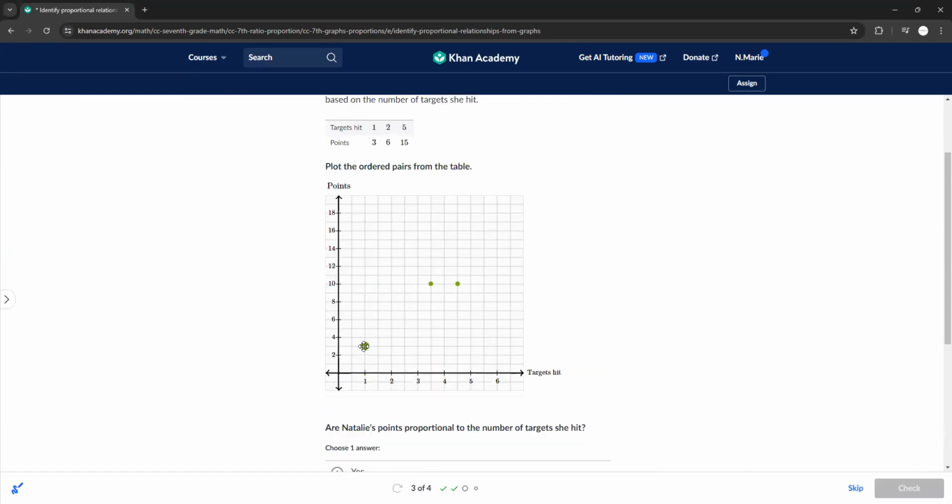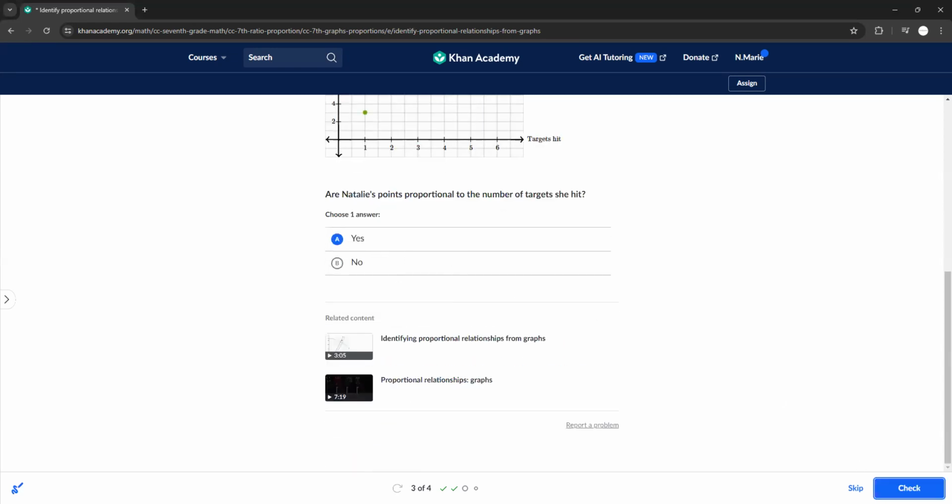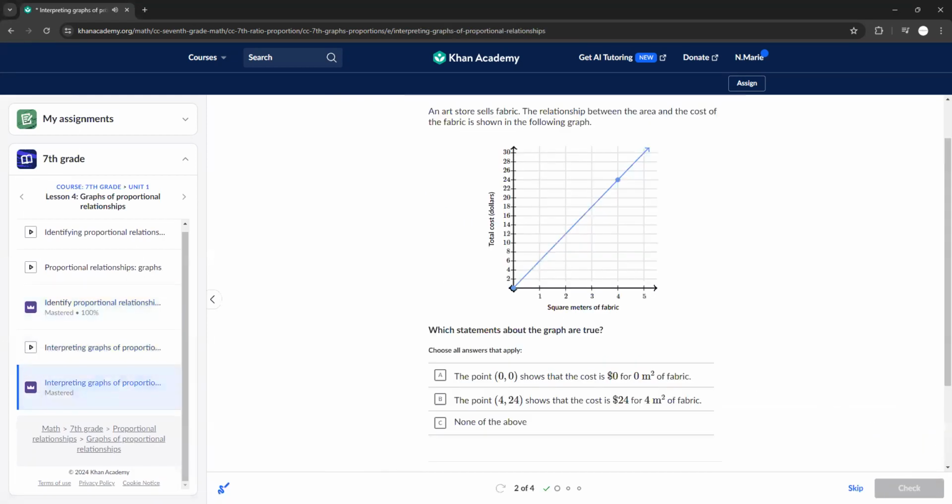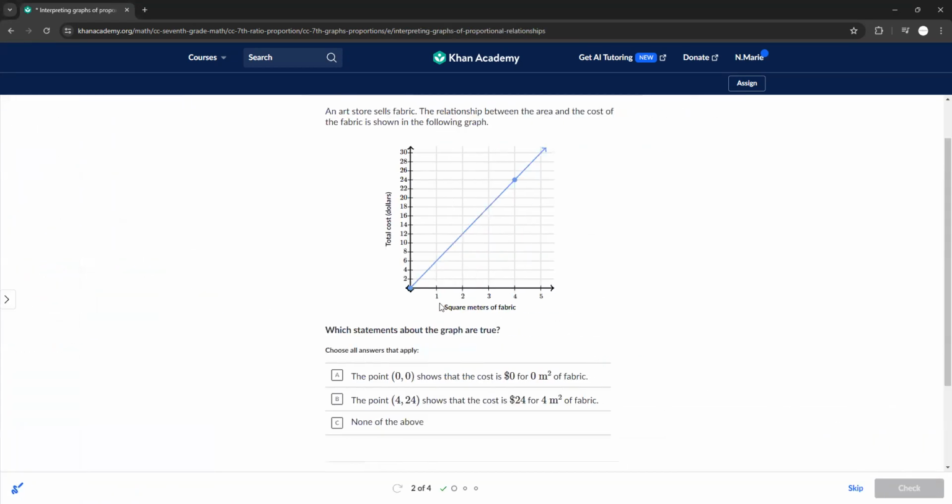Okay, this is at 1, 3 to 6, 15. You should know how to plot points from 6th grade math when you learn the coordinate plane. You can see that's a straight line there. So yes, that's also proportional. Straight line means proportional. Starting at 0, 0.